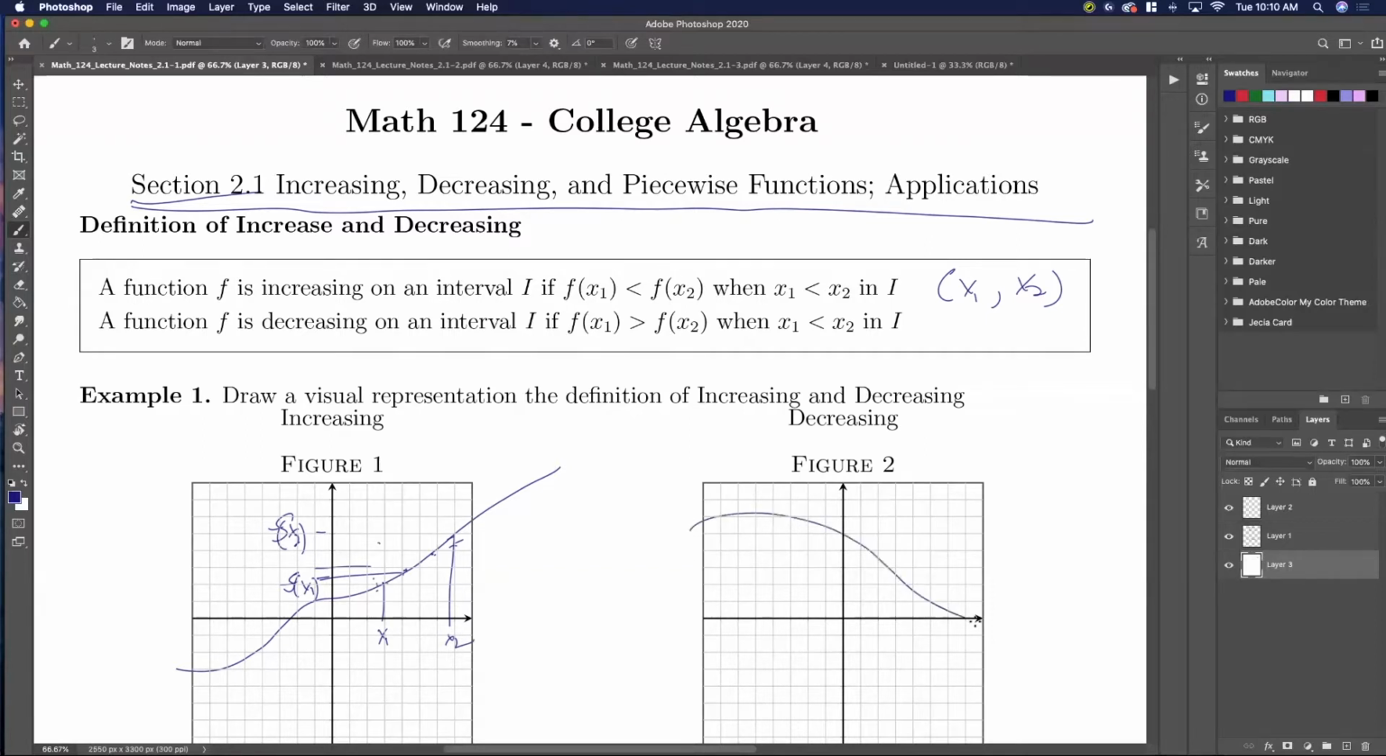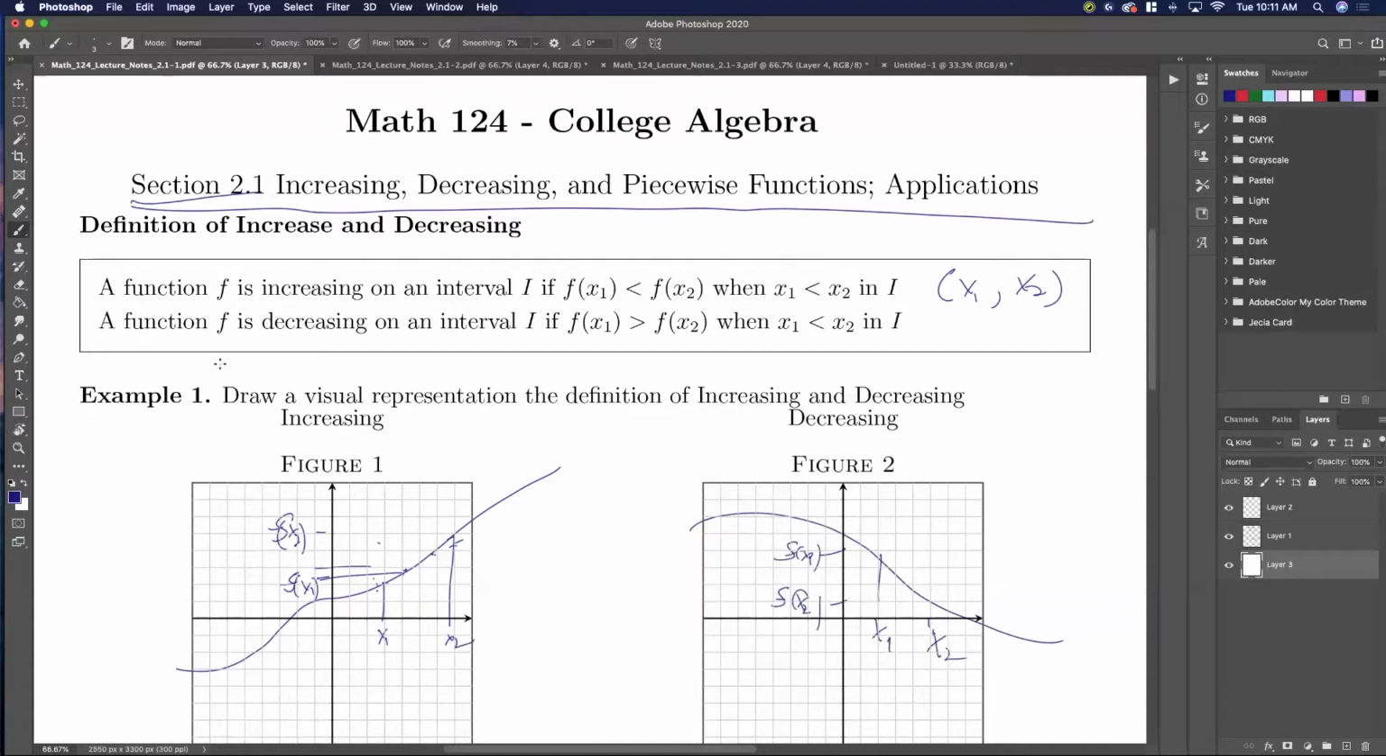Here, if I'm going down, same concept. Here I'll have my function of x, I'll have my x1, here I'll have my x2. My function for lower values of x gives higher values of y.